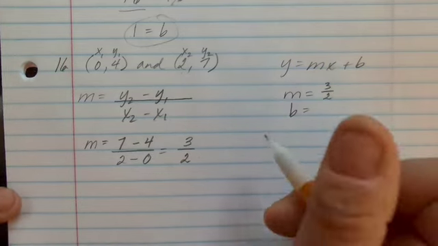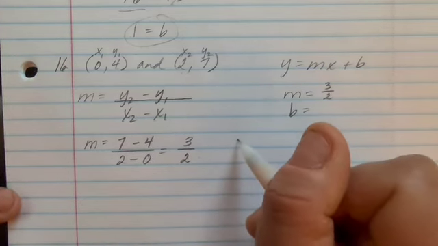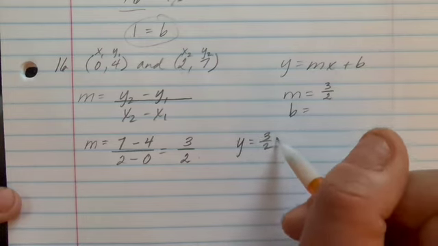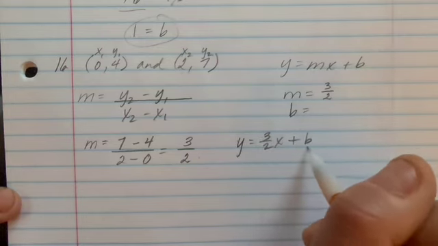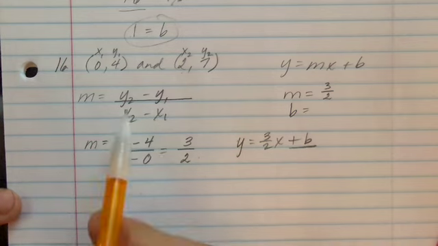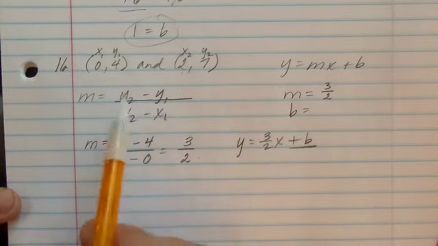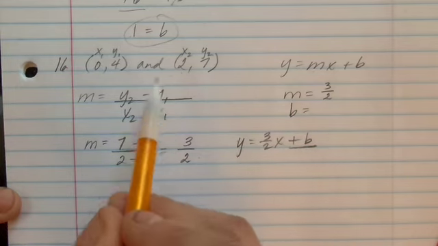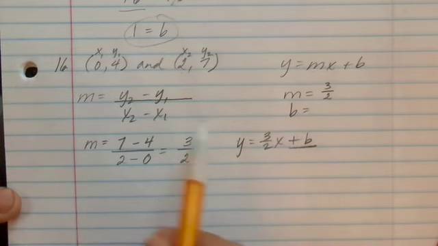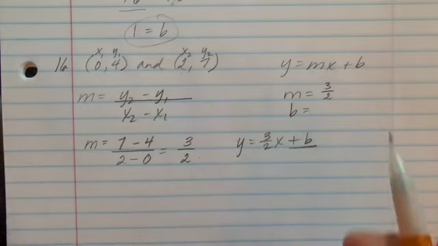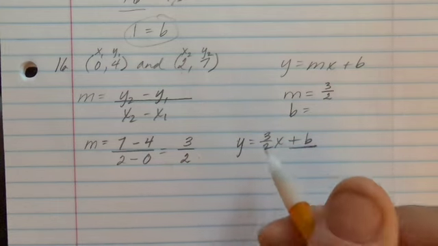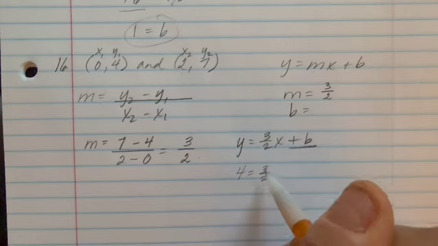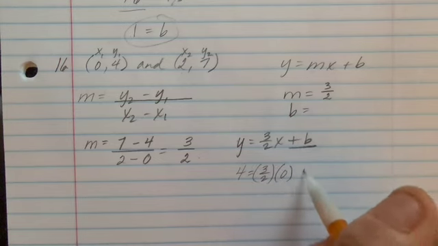I'm going to do the same thing. Okay, guys? So I know that y equals 3/2, that's my slope, x plus b. I don't know what this is yet. So I'm going to choose one of these points. It doesn't make any difference which one. I'm going to use the x and the y value and solve for b. If I use either one of these, they're going to give me the same answer. I'm going to pick this one because I like working with zeros. Okay, so y is 4 equals 3/2 times 0 plus b.